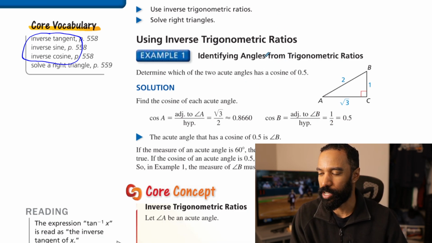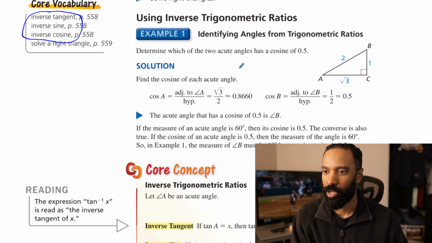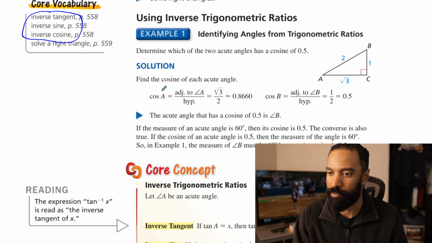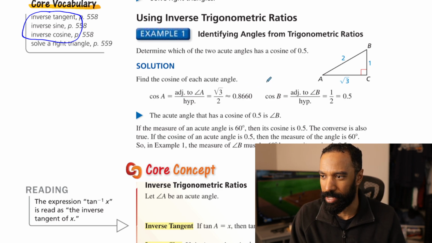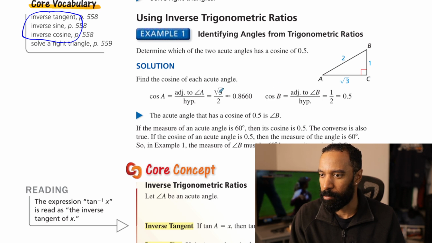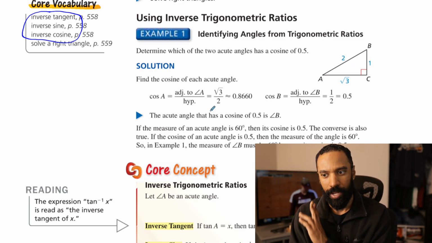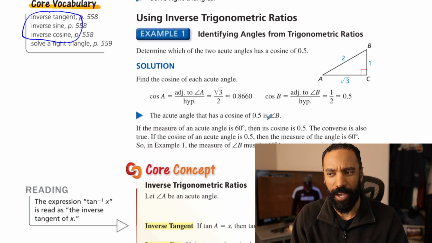Using inverse trig ratios, identifying angles from trig ratios. Determine which of the two angles has a cosine of 0.5. So let's see how they talk about it. They say the cosine is adjacent to angle A over hypotenuse, which is 0.8660. And cosine of B is 1 over 2, being adjacent over hypotenuse of B, and that's 1/2, so it's 0.5. Therefore, the acute angle that has a cosine of 0.5 is angle B.